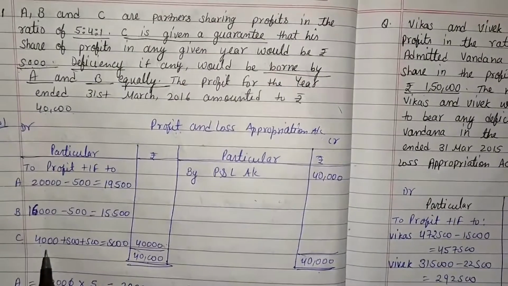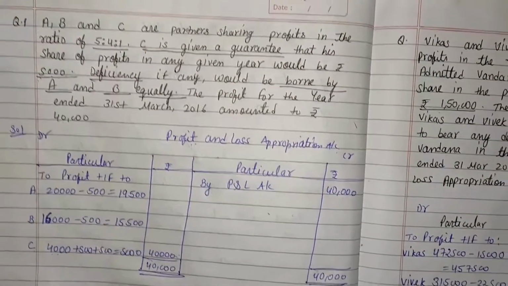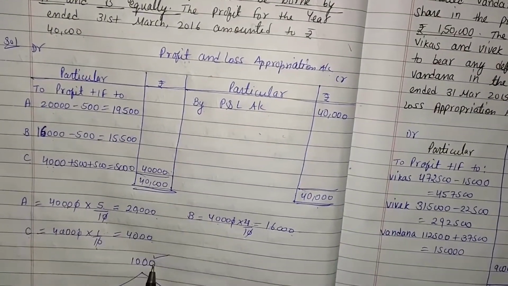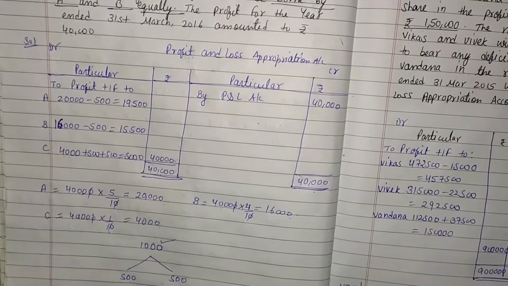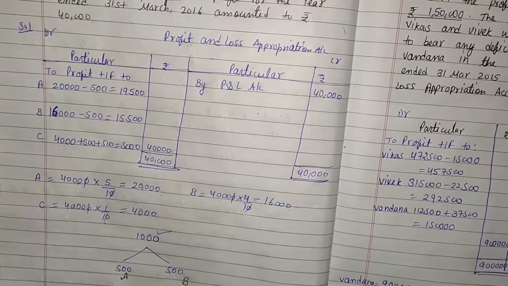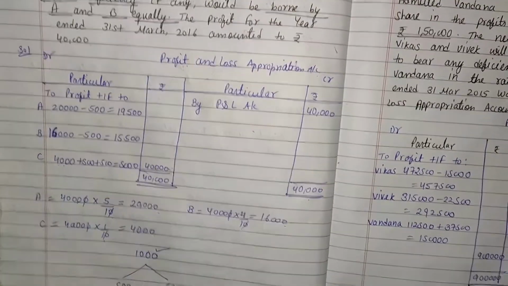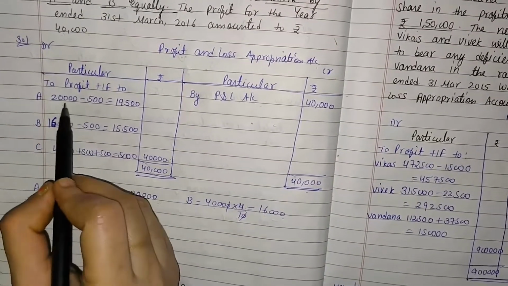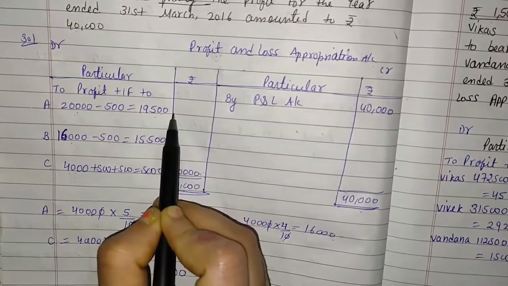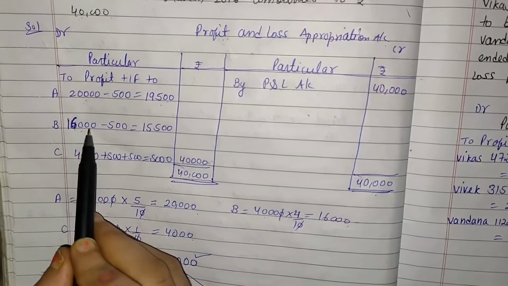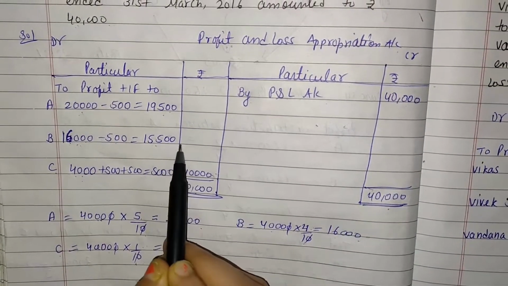but C is getting only 4,000. So C has a deficiency of rupees 1,000, and that 1,000 is borne by A and B equally, that is 500 borne by A and 500 borne by B. So we deduct 500 from A's column and 500 from B's column. So 20,000 minus 500, A is getting 19,500. In B's column, 16,000 minus 500, B is getting 15,500.